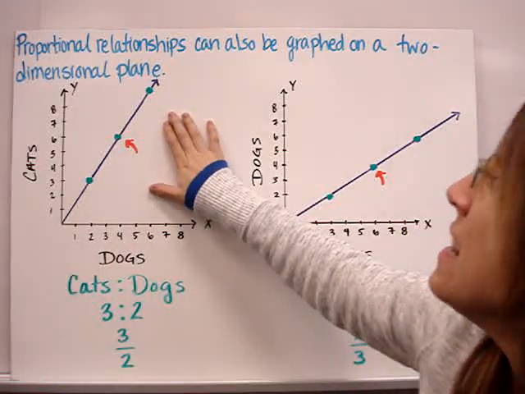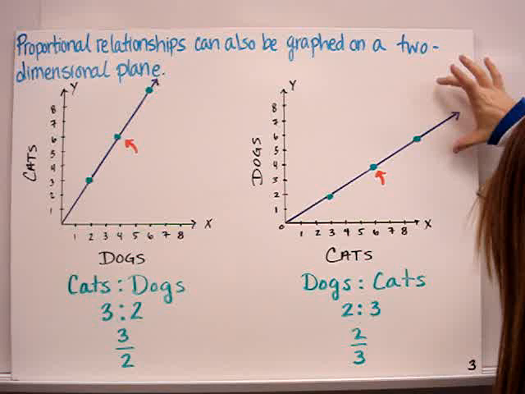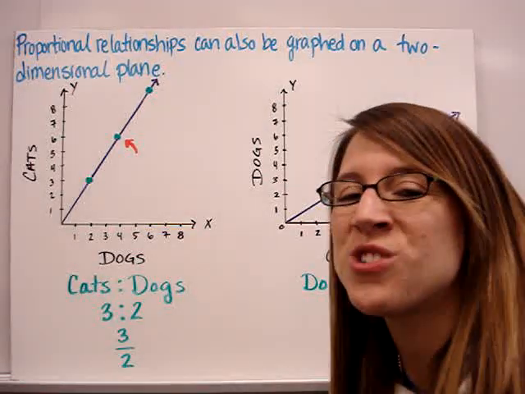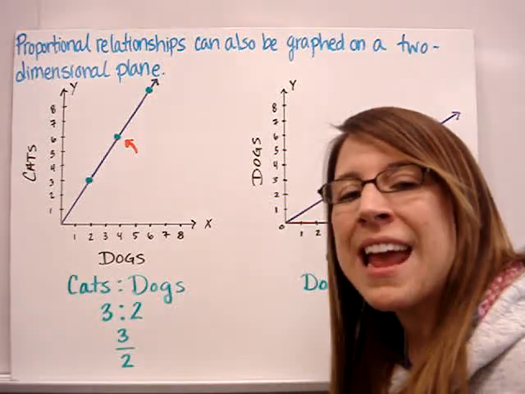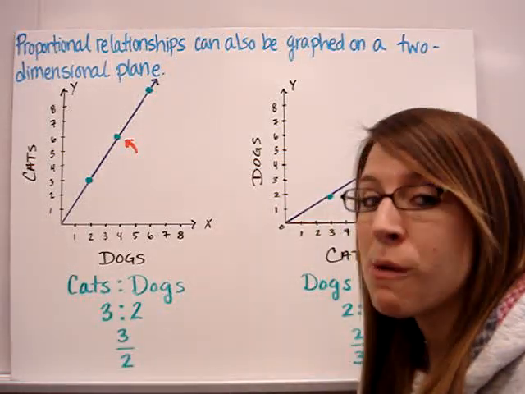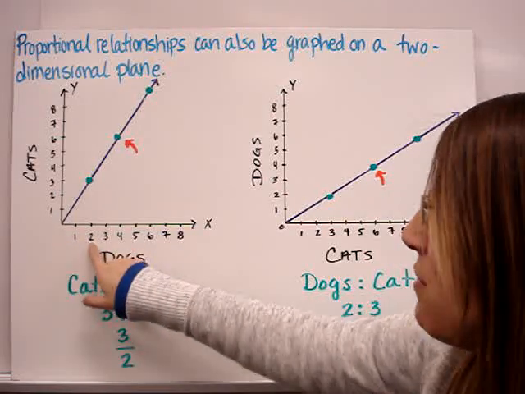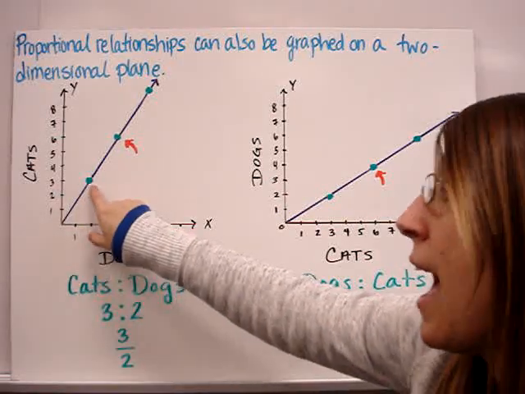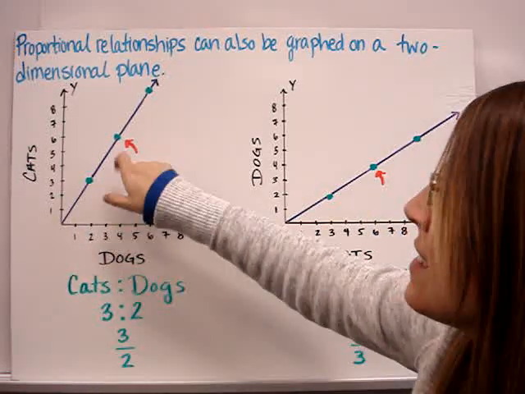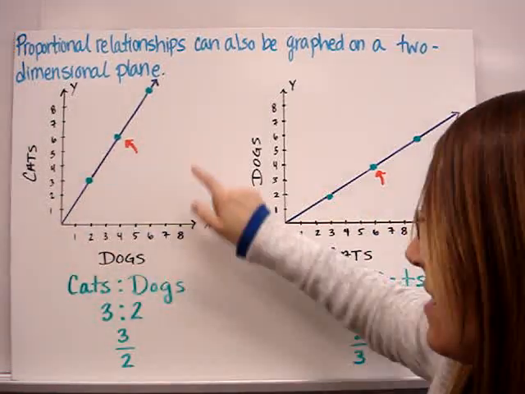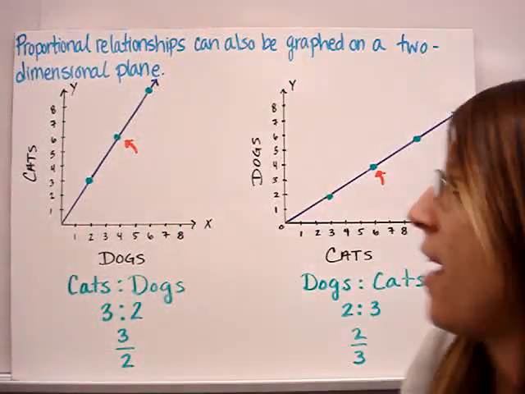Now I want you to notice, this is the same relationship here and here. All I've done is change the order. The order makes a significant difference in how it is graphically represented. So here, if I have 2 dogs, I have 3 cats. If I have 4 dogs, I have 6 cats. If I have 6 dogs, I have 9 cats, and so on.